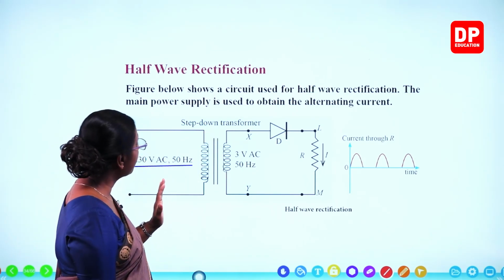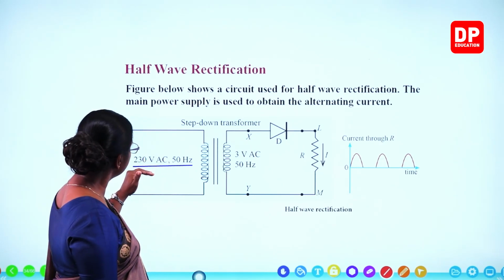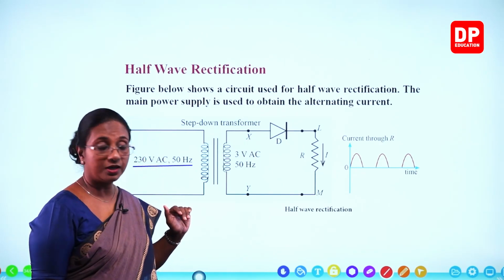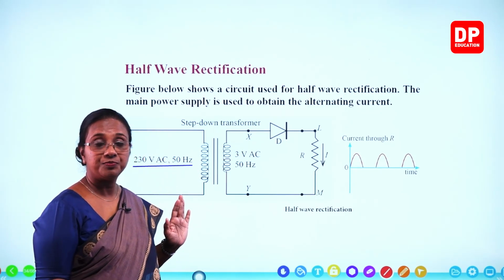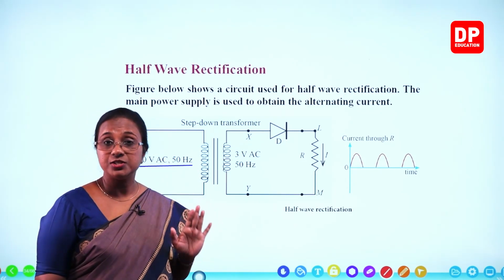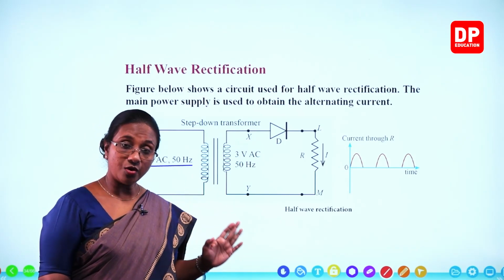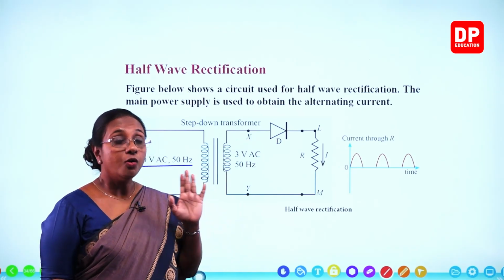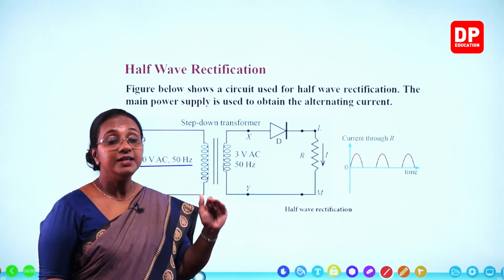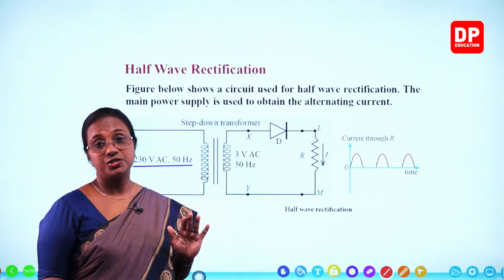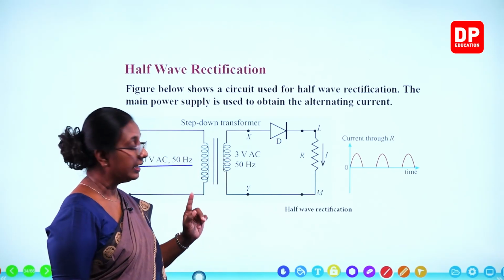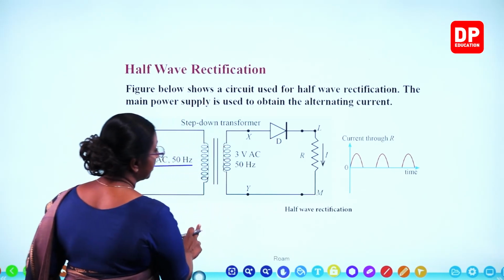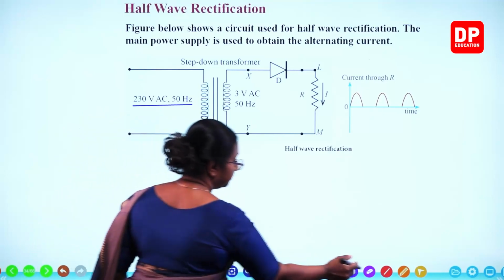Now the step-down transformer converts this 230 volt current to a 3 volt alternating current. It does not change the nature of current. It is alternating current. Only thing it does is decreases the potential difference. When we say step-down transformer, it decreases the potential difference.